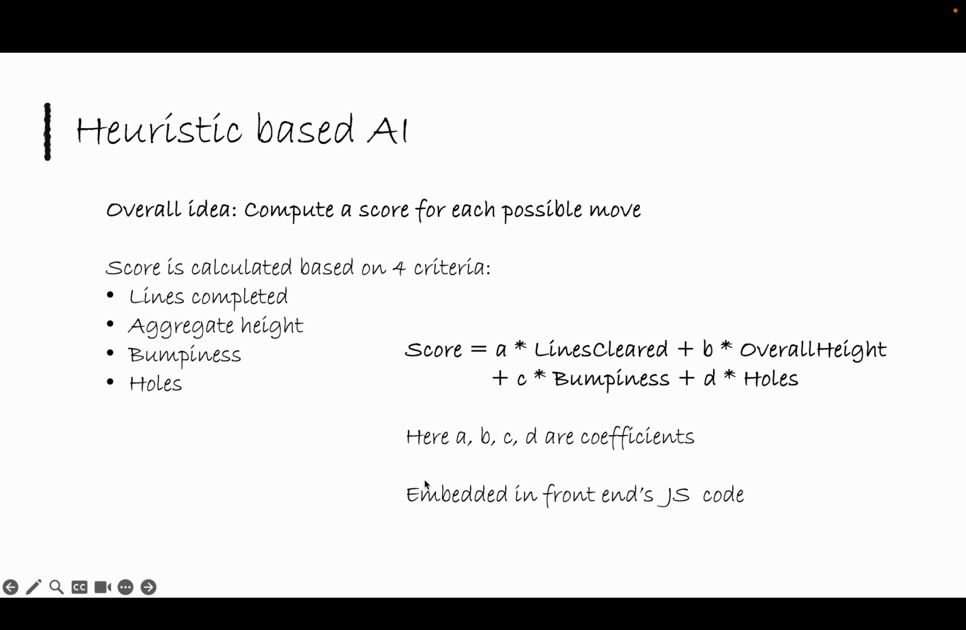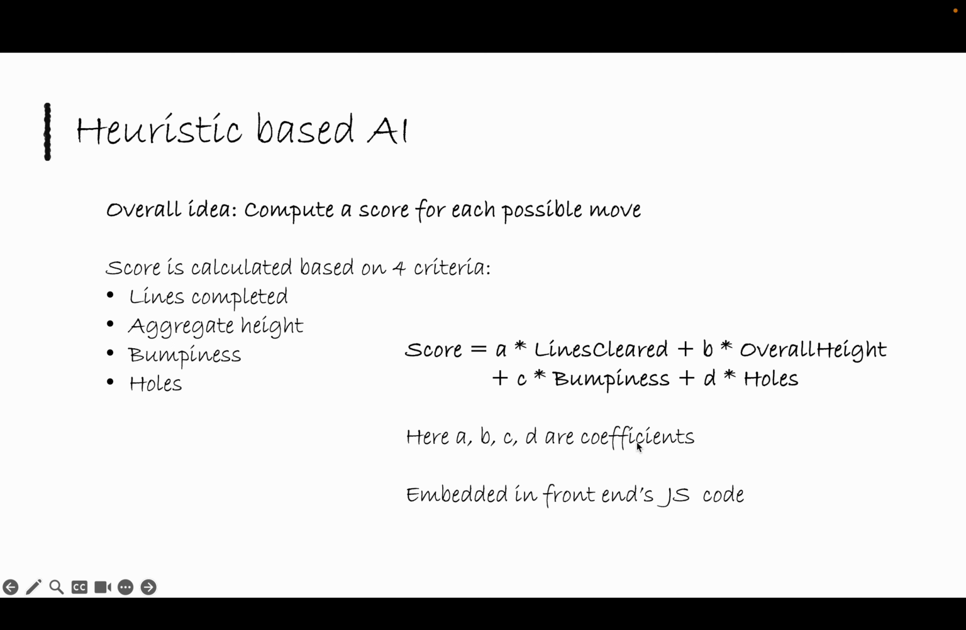So let's come back to this score. Here's the formula for calculating the score, and there are four parameters. A, B, C, and D refer to the coefficients. In this approach, we manually selected and tested these coefficients. They are not trained by a neural network or anything else.